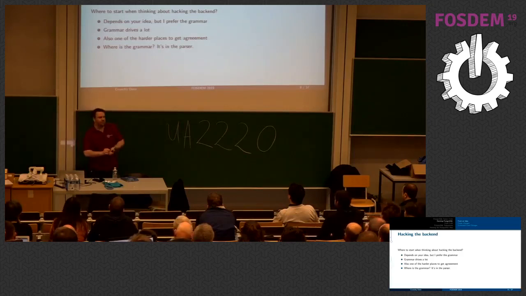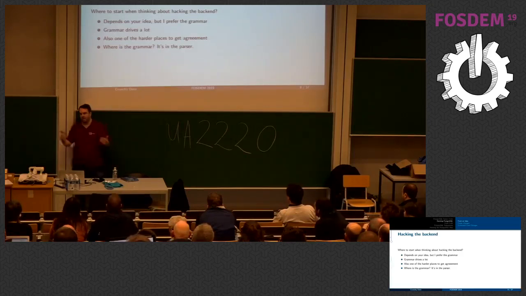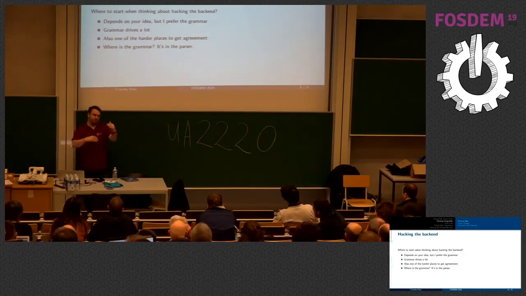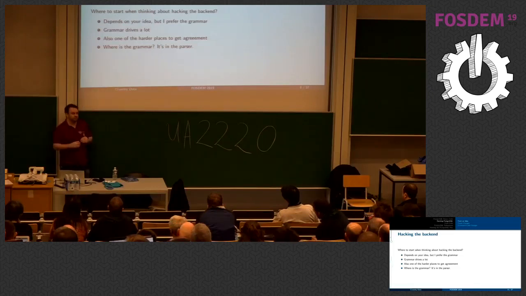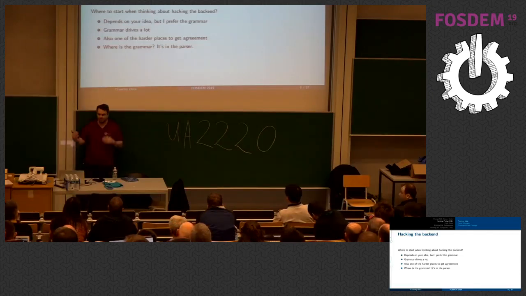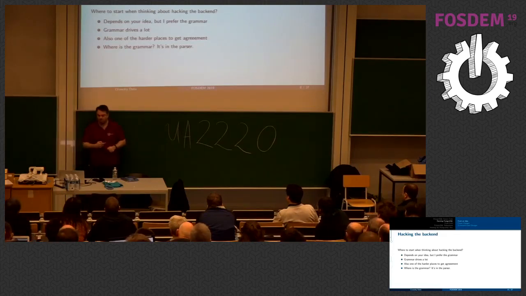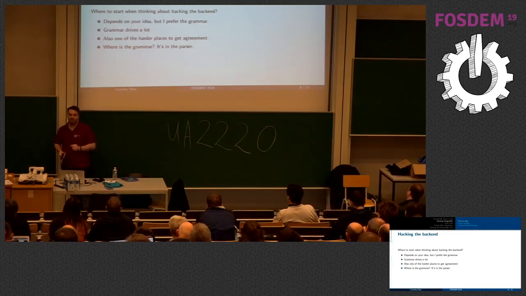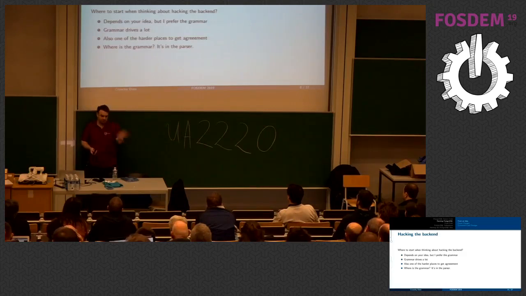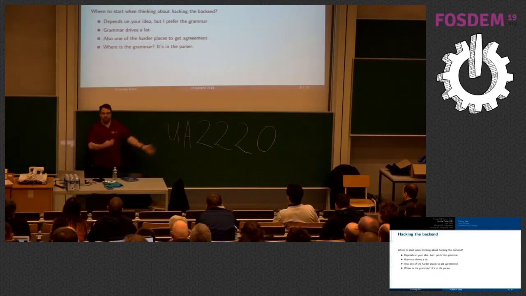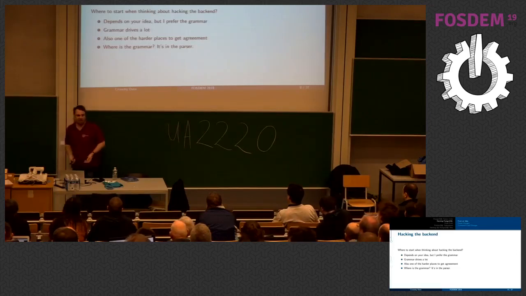Some of the things you have to worry about when you're hacking the grammar are things like ambiguity. You don't want to end up with two identical statements that could be considered in two different ways. Postgres needs to have a grammar that is not ambiguous. So where does the grammar live? It lives inside of the parser. The grammar can also be difficult to get agreement on. Not everybody agrees on what you want your grammar to look like. Should it be create index concurrently or create concurrently index? These are things that we argue about.